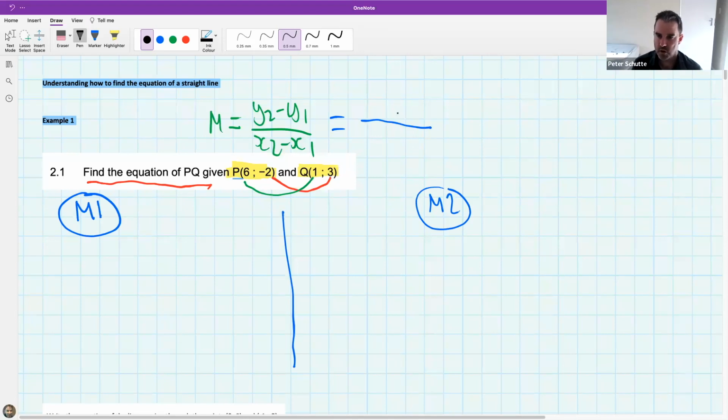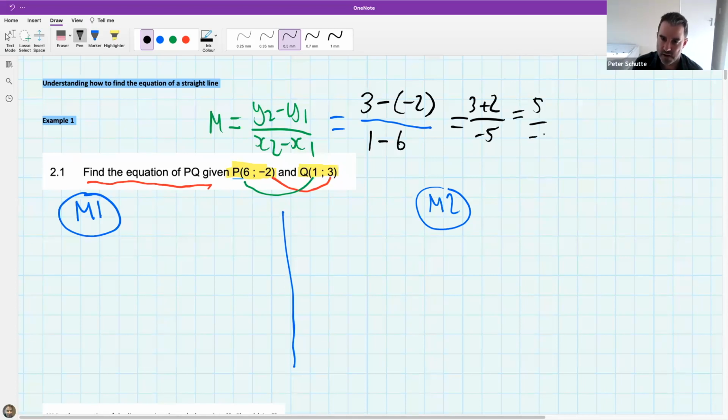Okay, so Naomi's got an answer. Who else got an answer? So go 3 minus 2, and I've got 1 minus 6, which is going to be 3 plus 2 over minus 5, which is 5 over minus 5. I don't have to do all these steps. And we get minus 1. Okay. Fantastic. You guys are winning, winning, winning.